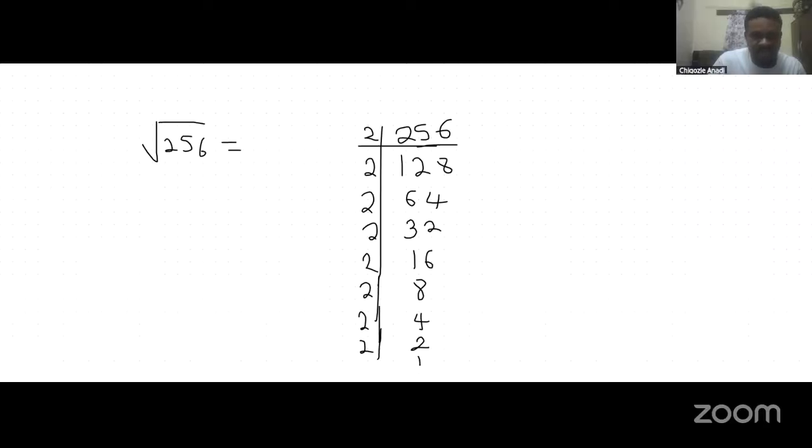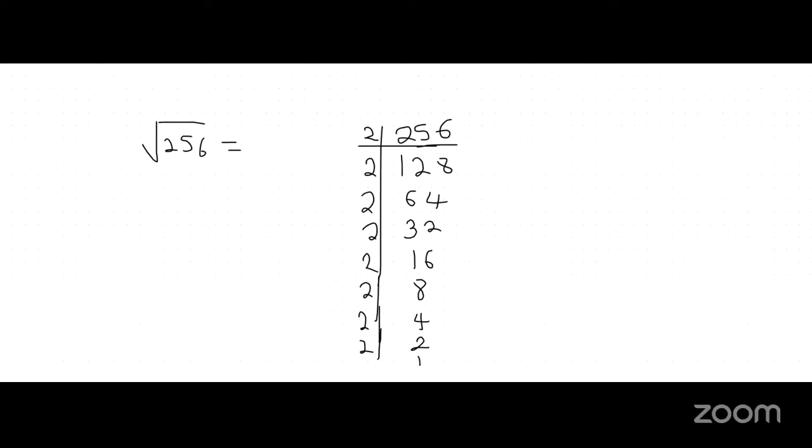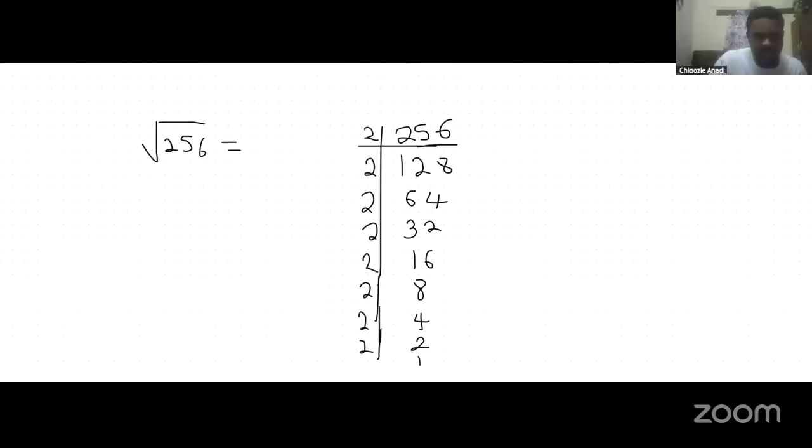As I said before, since we're looking for the square root, we need to group the numbers into 2. You can see two are the same. We're going to group it and pick 1. We put our 2 here. We group this one and pick 1, put our 2 here. We group this, pick 1. We put our 2. And we group this and pick 1.